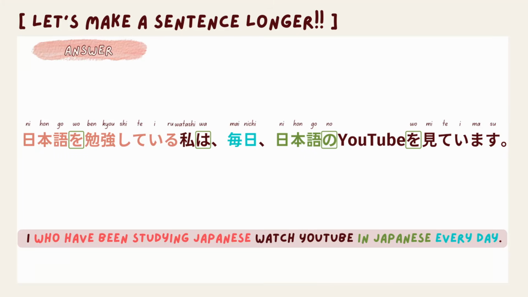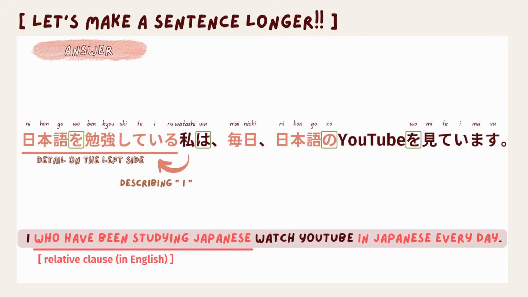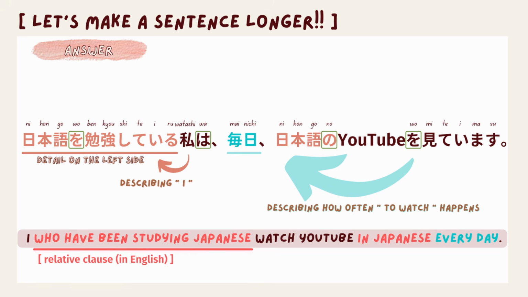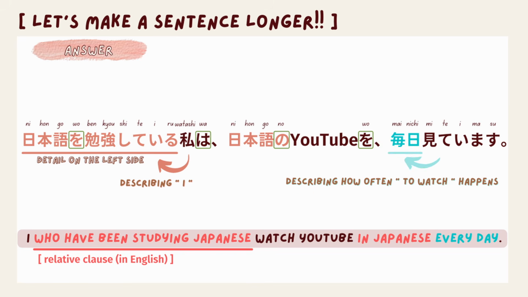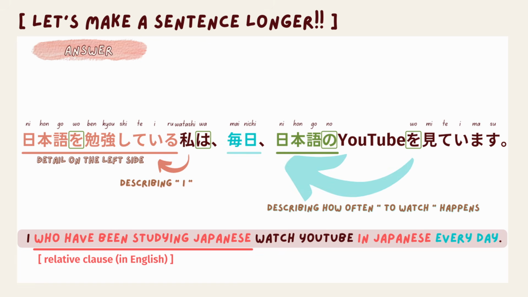Alright, here is the answer. 日本語を勉強している私は毎日日本語の YouTube を見ています。The relative clause 日本語を勉強している is a detail of I, 私. So it goes before I. The time 毎日 describes the frequency of the action 見ています。We tend to add time and place at the beginning of the sentences, but you can also go with 日本語を勉強している私は日本語の YouTube を毎日見ています。日本語の describes what kind of YouTube you are watching. Therefore, it goes before YouTube.